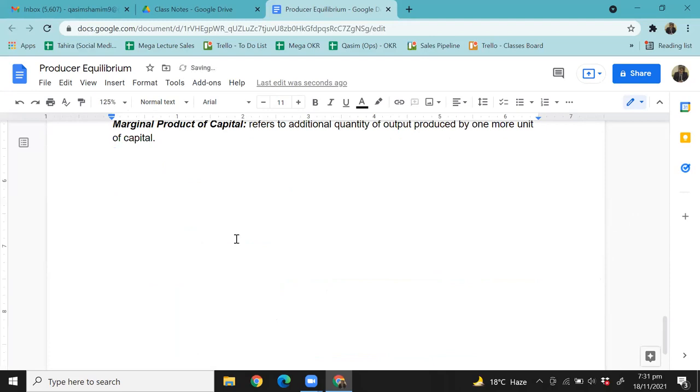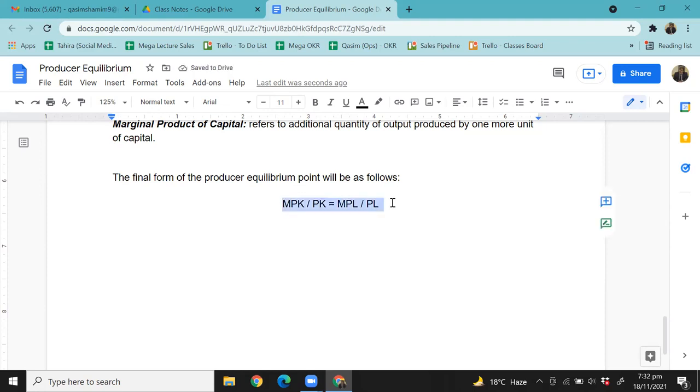And the final form, as we say, the equimarginal principle, the final form of producer equilibrium will be as follows: marginal product of capital divided by price of capital is equal to marginal product of labor divided by price of labor. Is it making sense, Preet? Right? So I've just rearranged that and the negative signs have vanished, just like it happened in the consumer equilibrium.